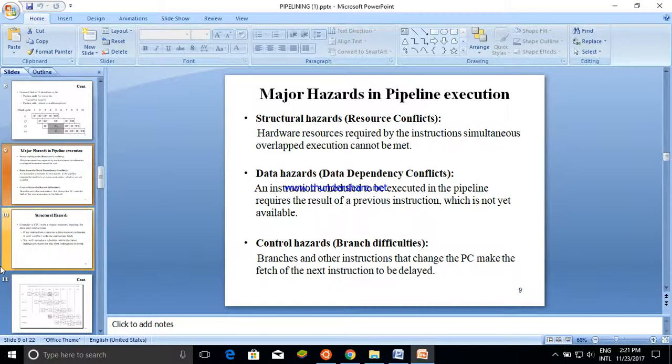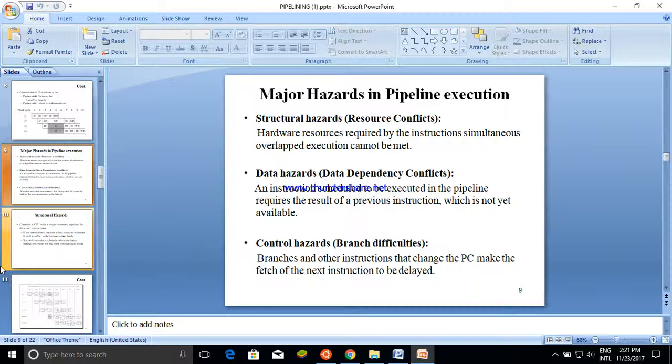Now the major hazards in the pipeline execution. Obviously if any process or operation is getting executed or computed, there must be some hazards while computing. So there are 3 major hazards, which are structural hazards, data hazards and control hazards. Structural hazards we will be discussing first, which are also known as resource conflicts. The hardware resources required by the instructions' simultaneous overlapped execution cannot be met.